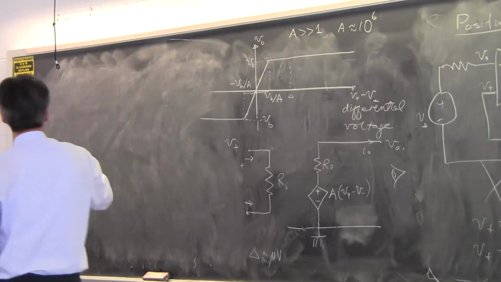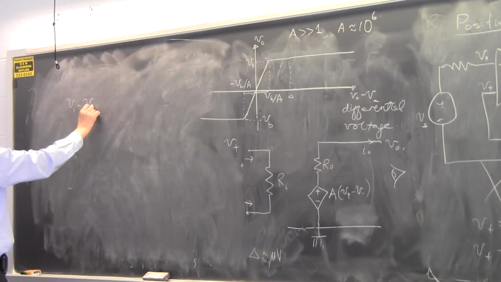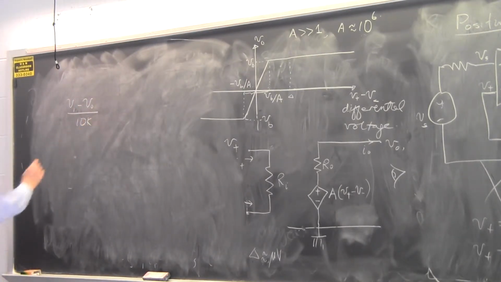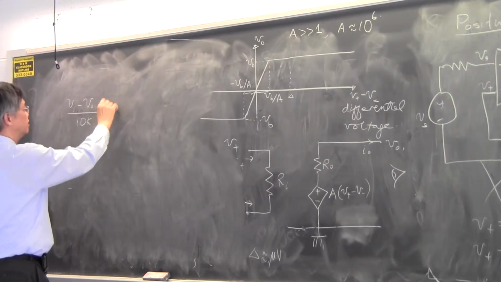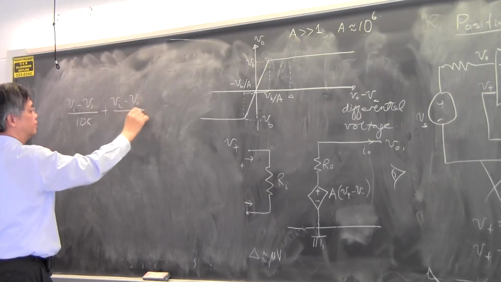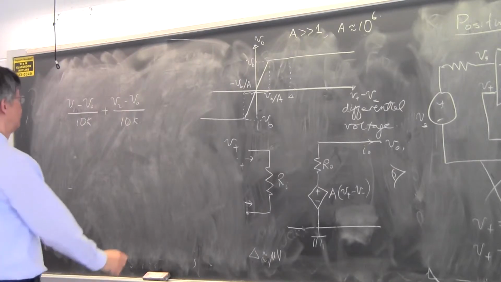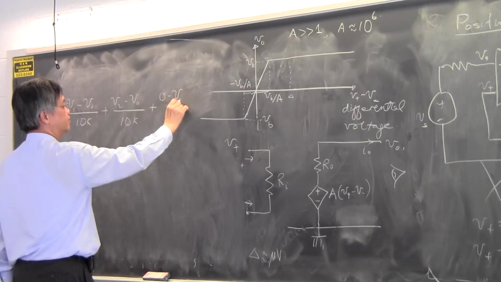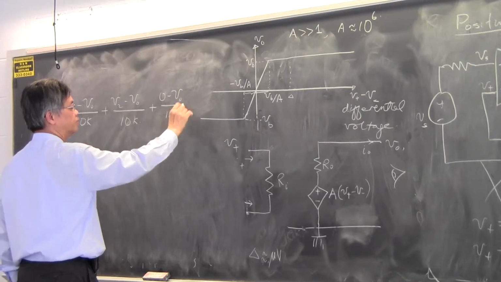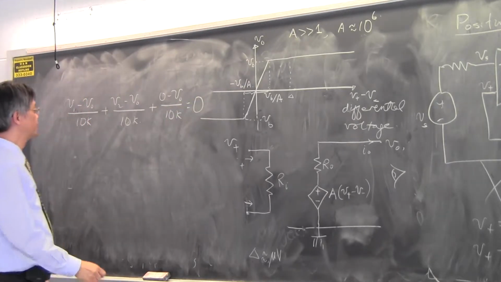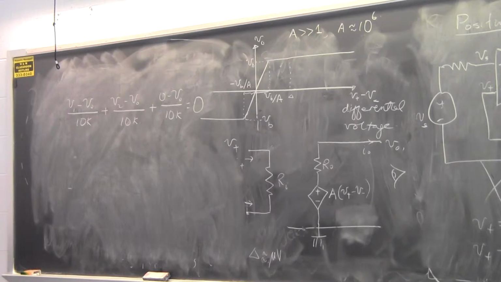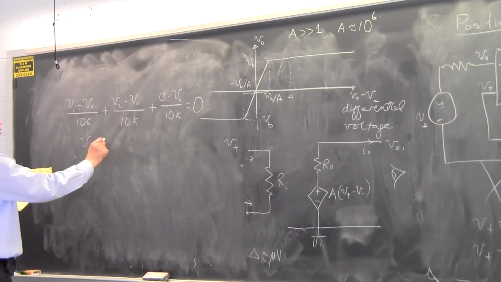So we have V1 minus V0 over 10 kilo ohms, which is the current flowing in that direction, plus the current V2 minus V0 over 10 kilo ohms, must be equal to 0 minus V0 over 10 kilo ohms. This must add up to 0. We know what V1 is, we know what V2 is, and then we can solve for V0. And V0 turns out to be 3 volts.